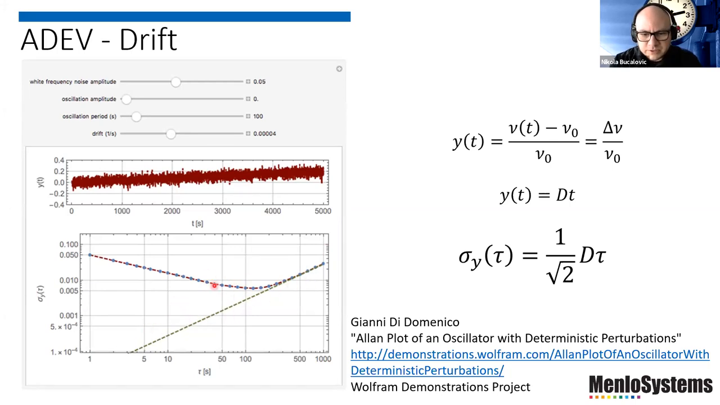So this is the beginning, but now you have some kind of information. What can you basically recognize in the Allan deviation plot? Drift, oscillations, and the slope decided by the white noise present in your device.